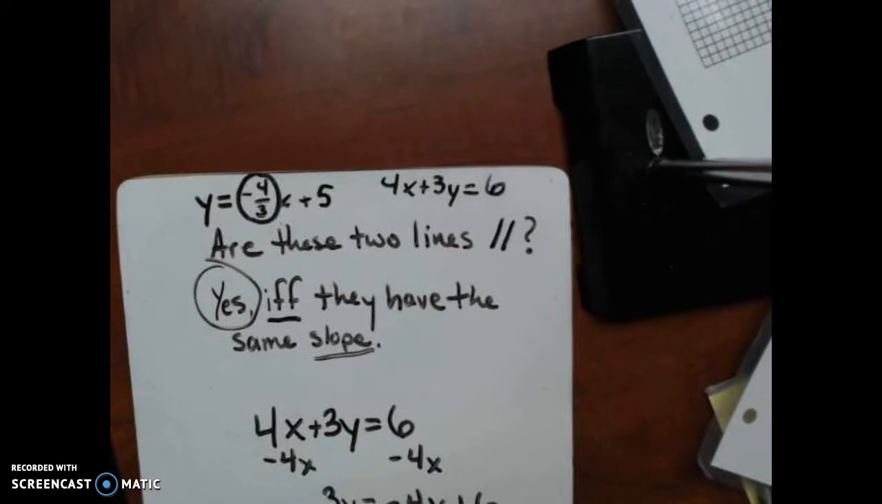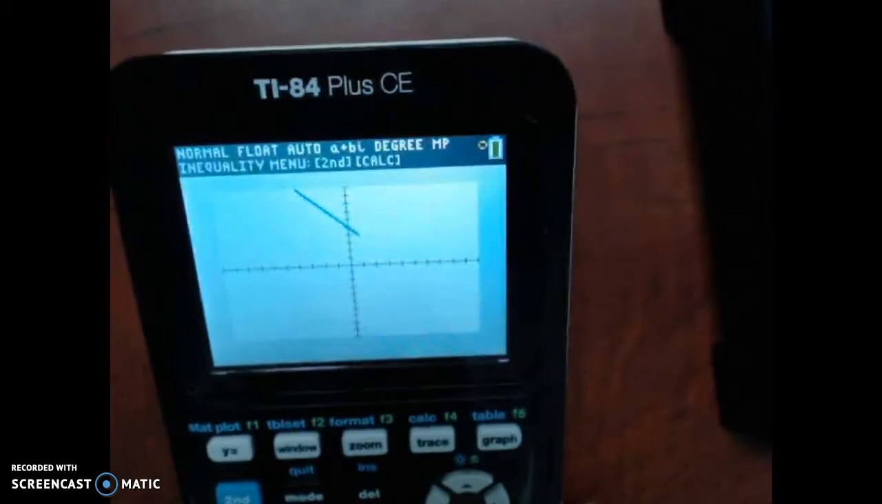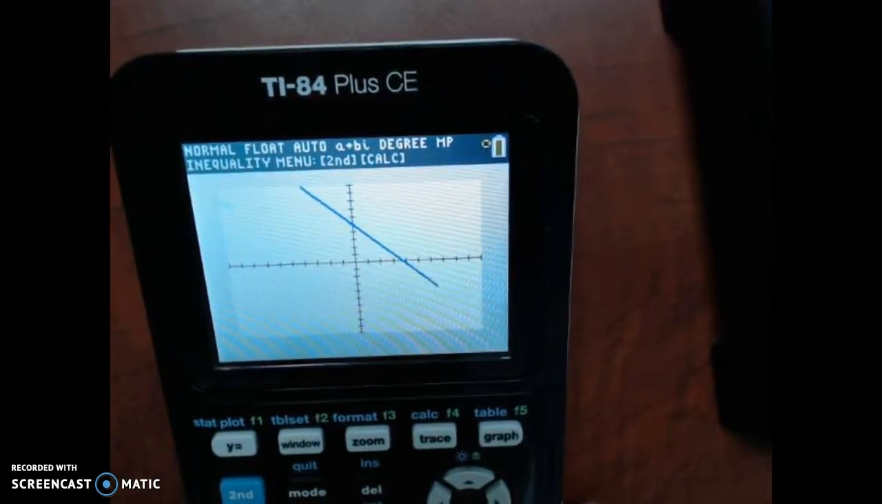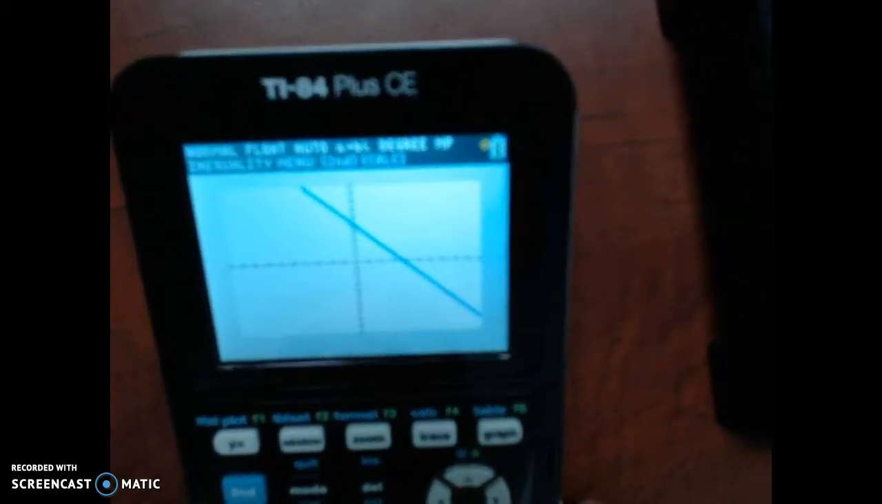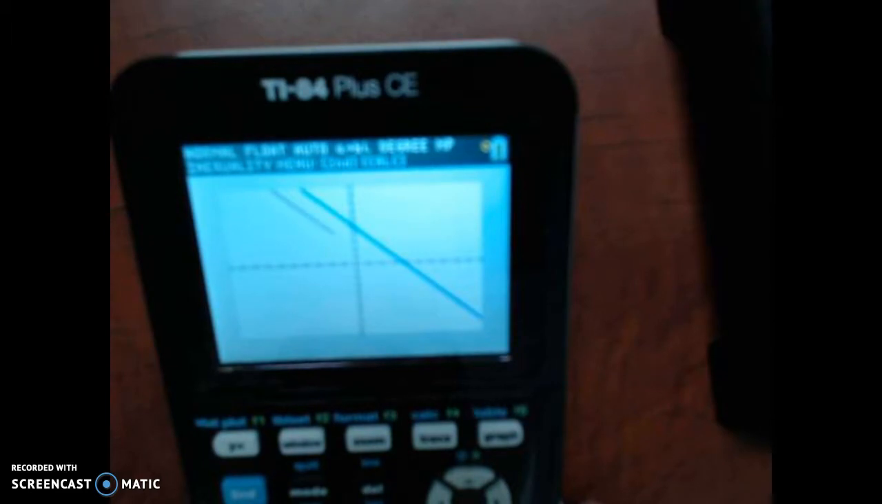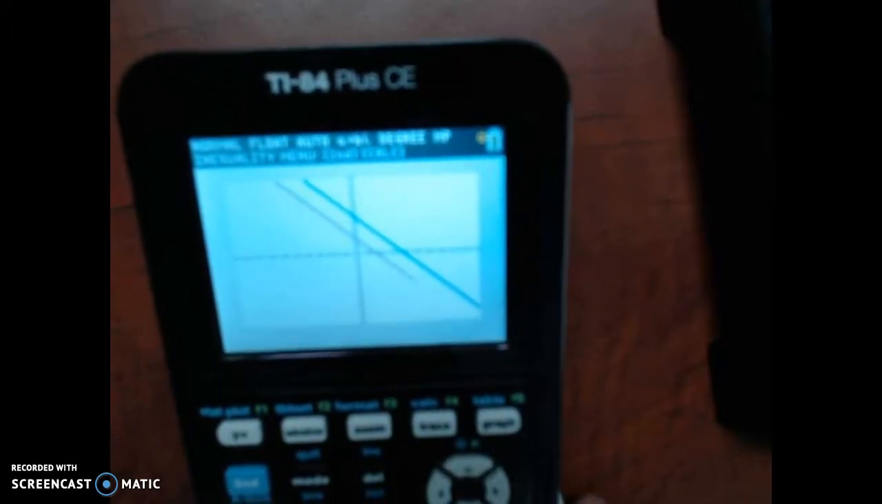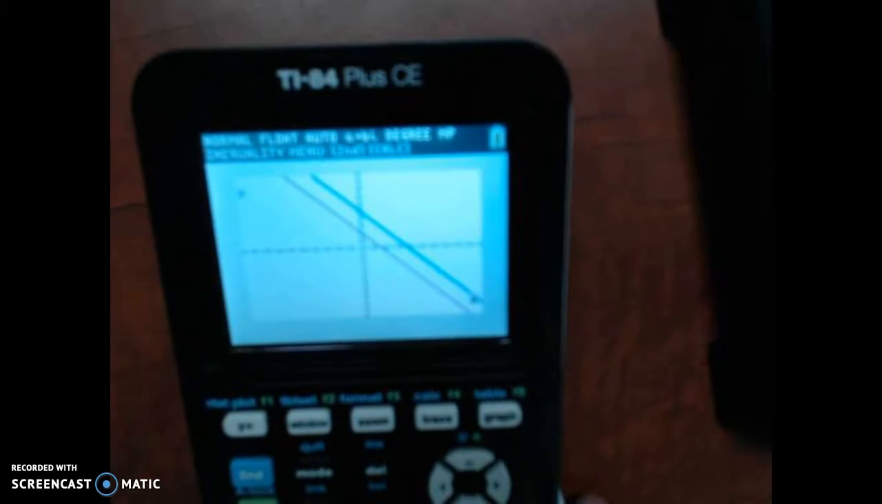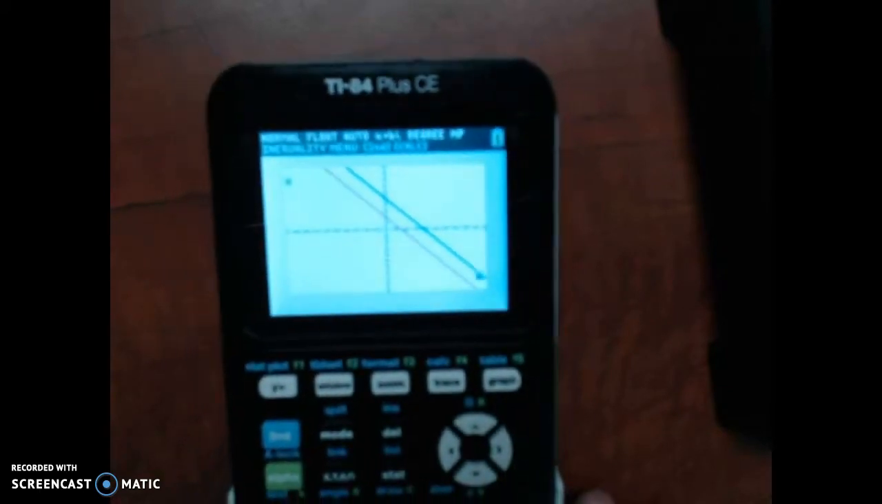Like to see those on your graph? Okay, so here's my graphing calculator. Zoom in on that here. Got my two equations in there, and then I'm going to hit graph, and if you can see with the glare there, there's the first one. And here comes the second one. And just visually, you can tell that those two are parallel lines. Astonishing, right?